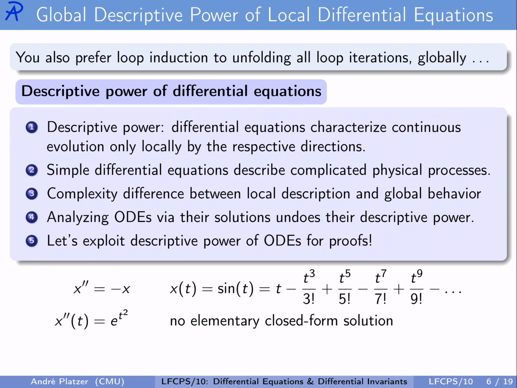And if we work with differential equations by way of their solutions, we're doing essentially that. We first unfold the differential equation into their global behavior, which is very complicated. If we're done with that and we still find a concise closed form solution for that, we can then worry about the description of this. But wouldn't it be much more interesting to prove properties of differential equations locally from their dynamics?